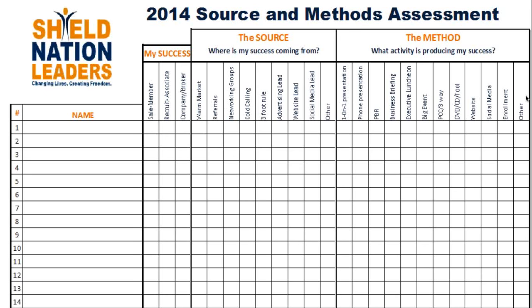And I'm going to pick on probably Marv possibly out there, Marv. But I had Marv put together his top source, and his top source was warm market and networking groups. So for him, he is getting all of his success. So if he has a sale or a new associate or a company account, it's because it's somebody he knows, warm market, or it's because he's going to a networking group. So those are his two sources that are producing. And his number one method was a one-on-one. I can't remember your other method. But he's going to a meeting with them one-on-one, and that's working for him.